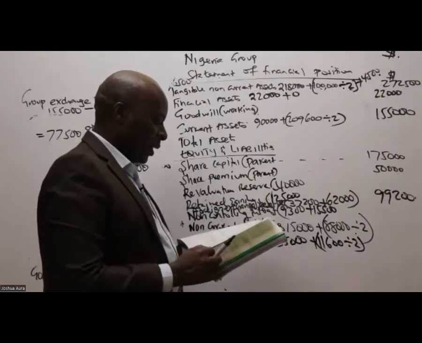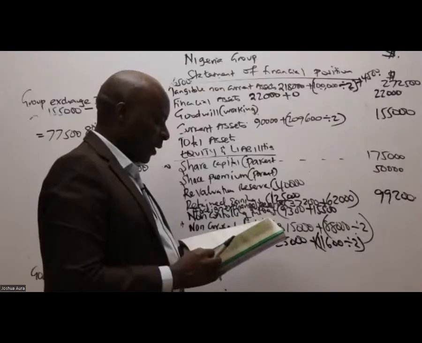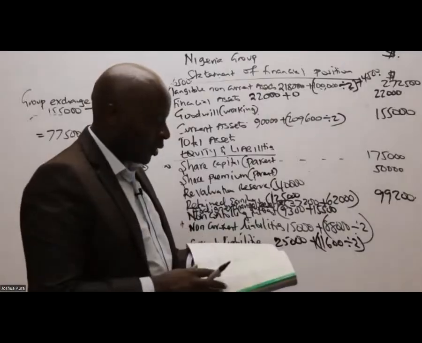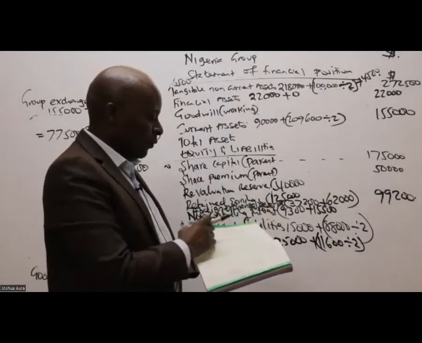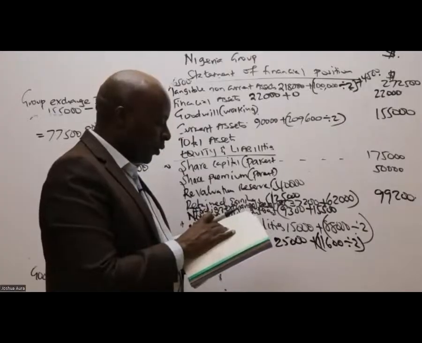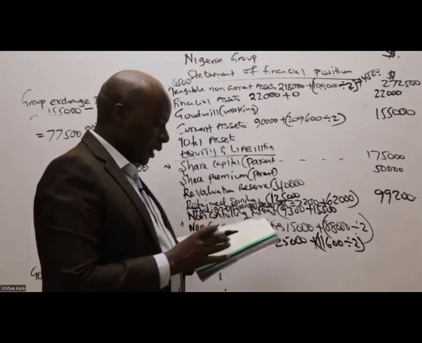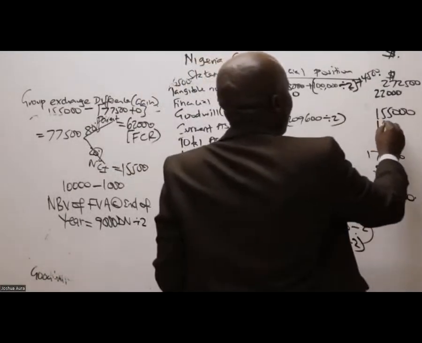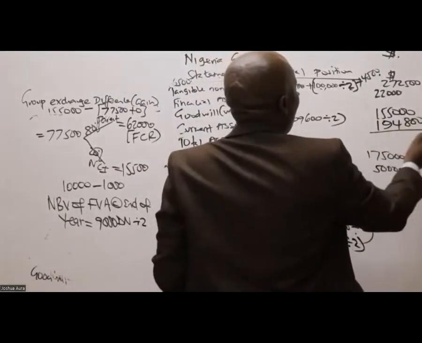Is there somebody who is able to give us the current assets? They say it is 194,800. Current assets is 194,800. So let us come and give me the total.